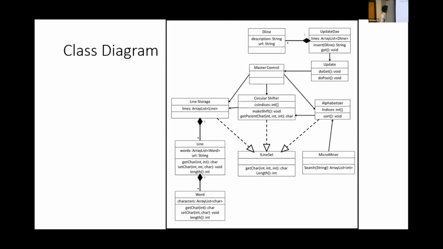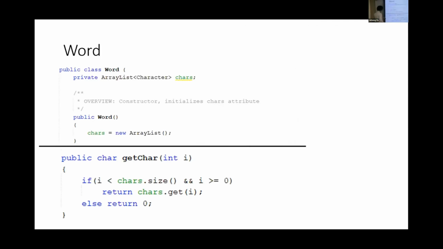Looking at the class diagram, you start with line storage right here, which has an array of lines, which has an array of words. This line storage implements the line set interface, which stores the circular shifter and the Alphabetizer. The Alphabetizer is something that the micro-minor reads from. The master control works with line storage, circular shifter, and Alphabetizer. And then the update component over here controls the master control, which the update DAO controls the update, and there are multiple D lines as part of the update DAO.